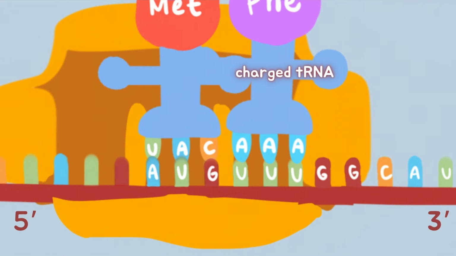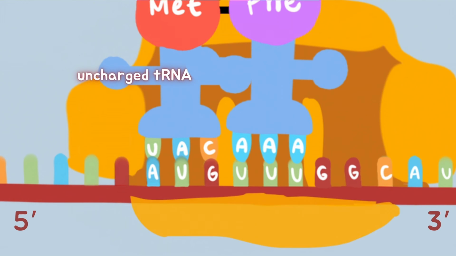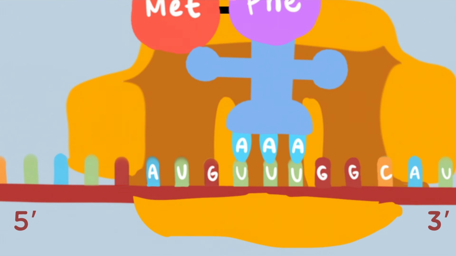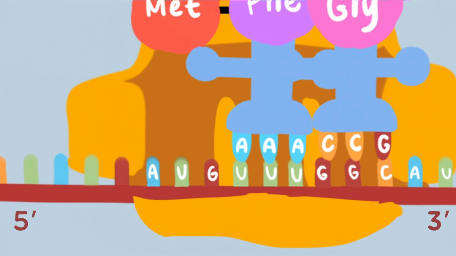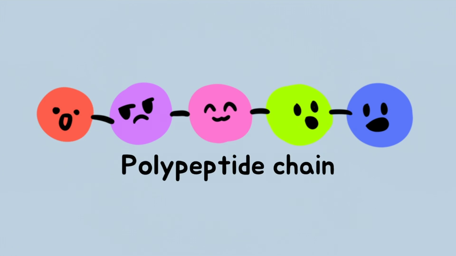A charged tRNA molecule binds to the A site, and a peptide bond forms between its amino acid and the one at the P site. The ribosome then moves along the mRNA, sliding one codon to the right. The uncharged tRNA exits from the E site, and the A site is ready to accept the next charged tRNA molecule. The ribosome continues linking these amino acids together using peptide bonds, forming a growing chain called a polypeptide.